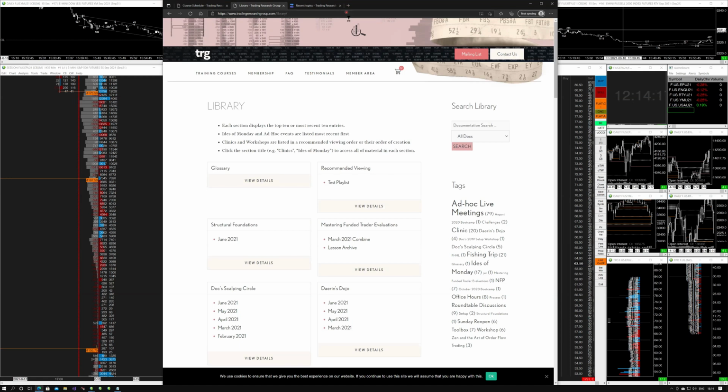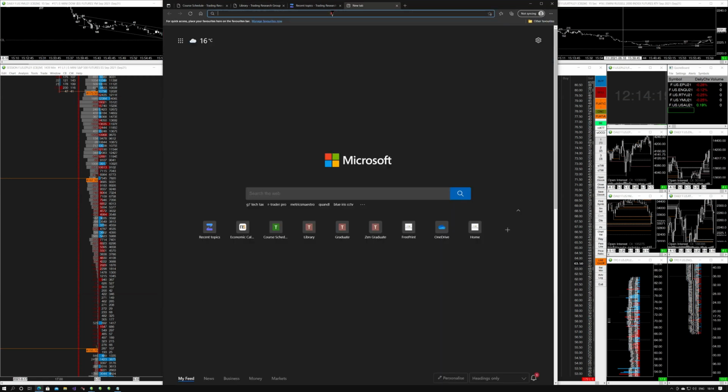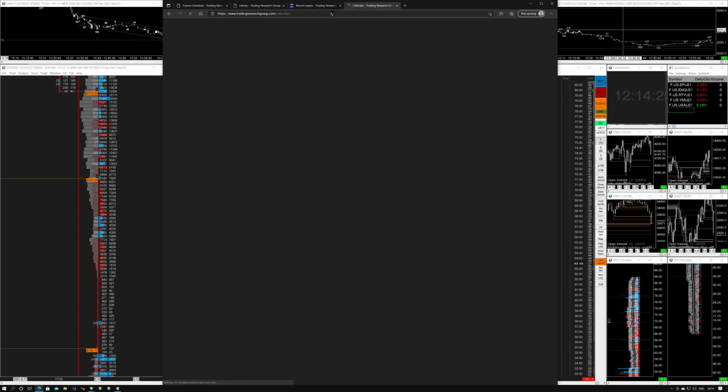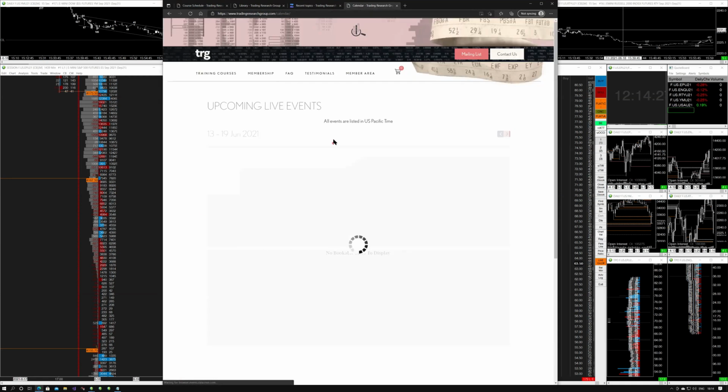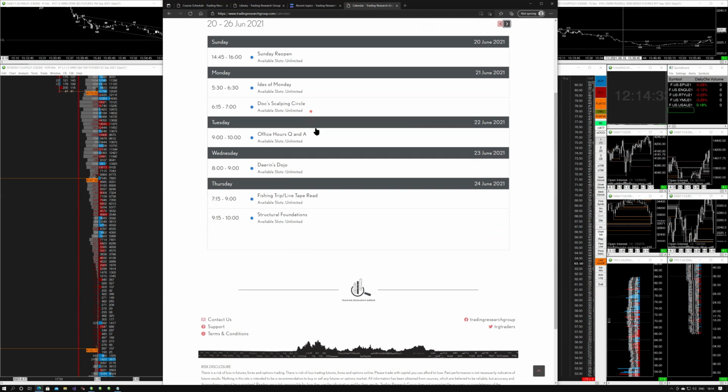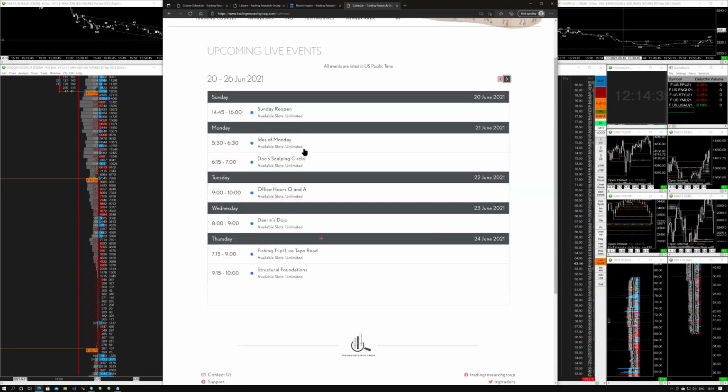If I just bring up the calendar as well. Just want you to get a sense of what our regular meeting schedule looks like. So here are the meetings for next week. This is pretty much what happens every week, as well as any other ad hoc sessions that we do.